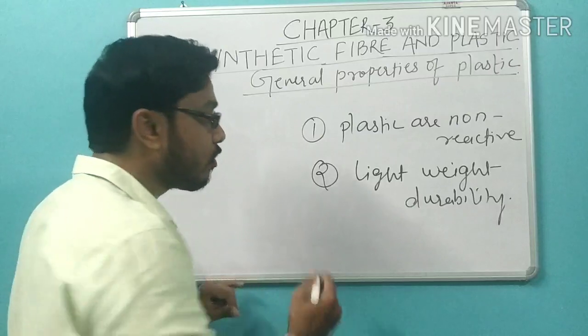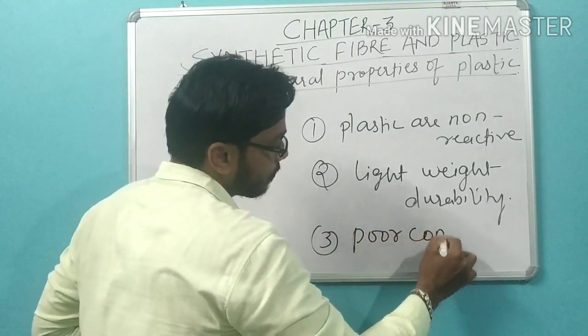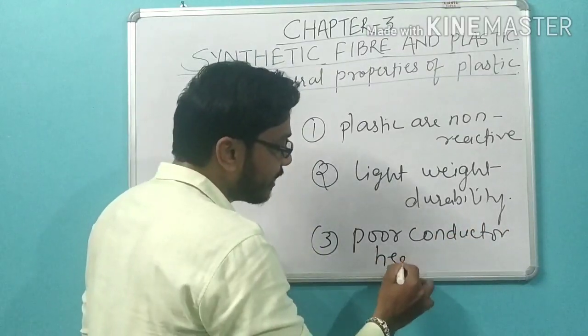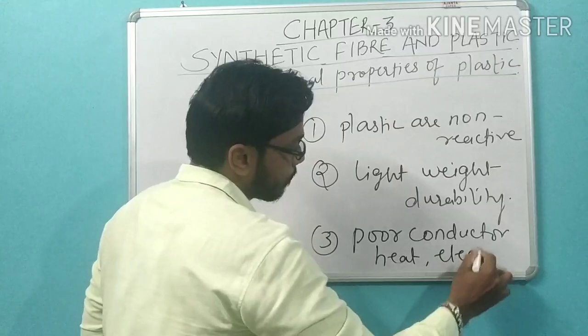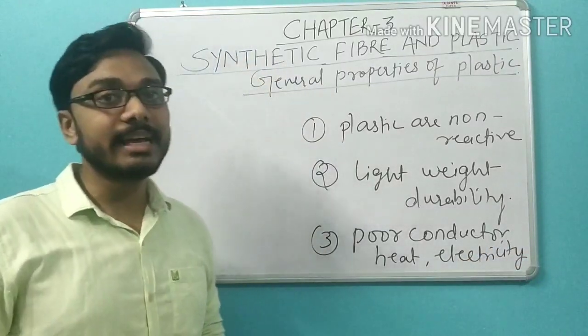The third property of plastic is its poor conductor. It is a poor conductor of both heat and electricity.